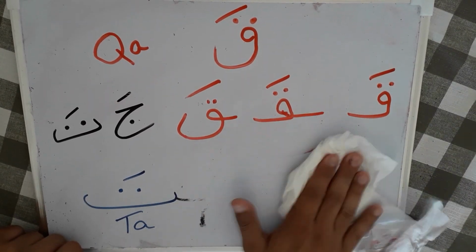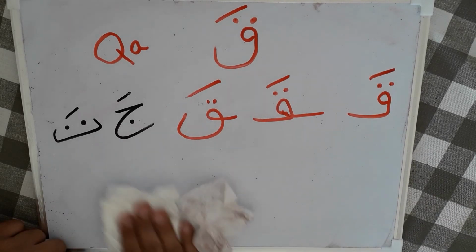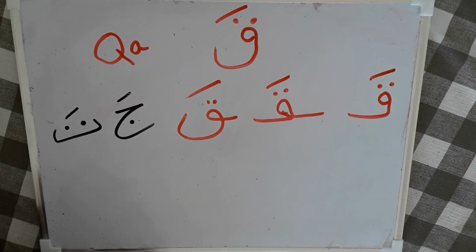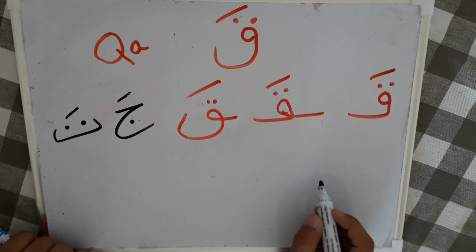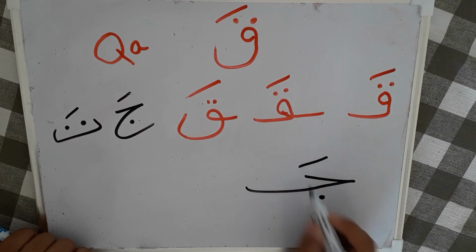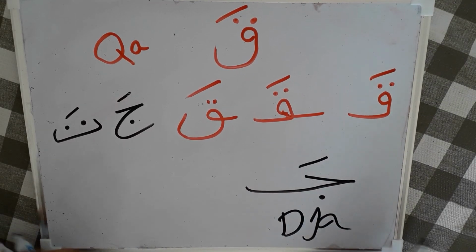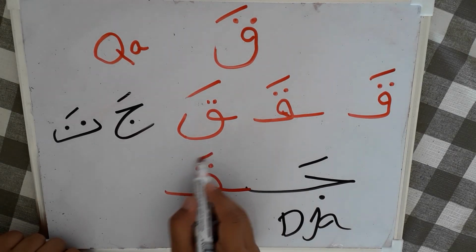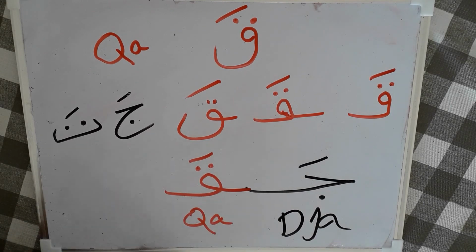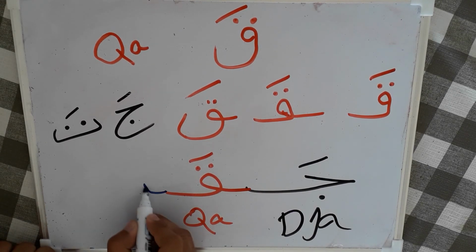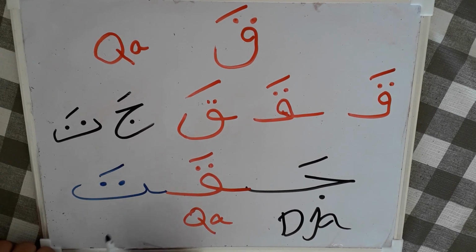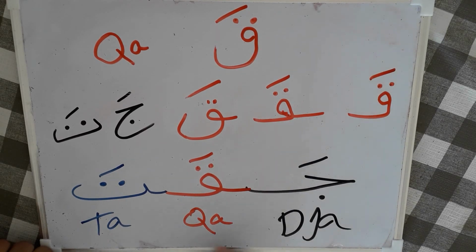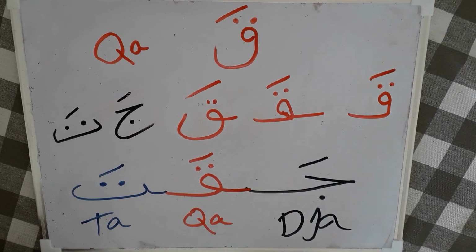Let's write another one using qa in the middle of the word. So let's start with ja, qa, and finally ta. Jaqata, jaqata. Okay?